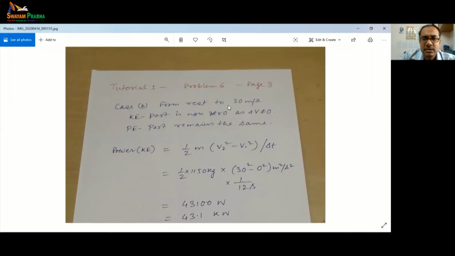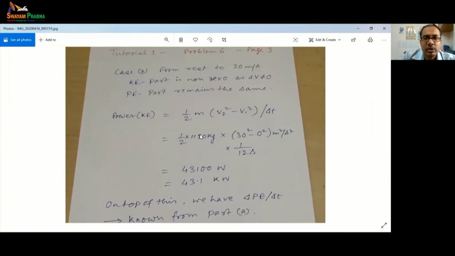It is from rest to 30 meter per second. So now the kinetic energy part is non-zero, as delta V is non-zero. And the potential energy change will be the same, because the height change does not change. The change in height will be the same. So that means the potential energy part will be the same. So here we are not going to do the same potential energy change.